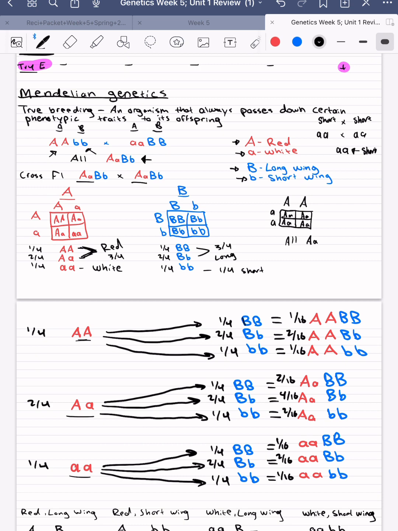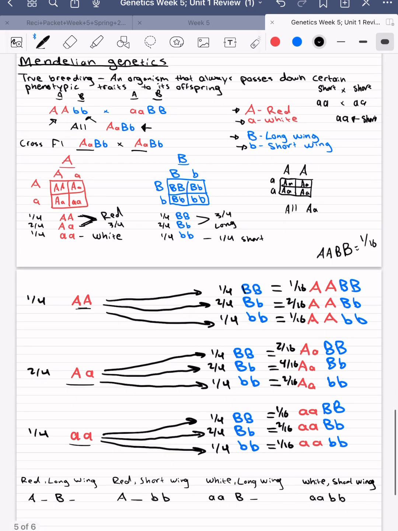So if we wanted to see the ratio for having an organism with the big A, big B genotype, we would simply take the ratio for big A, multiply that with the ratio for big B, and we get 1 out of 16. So this would be the ratio of having an individual with the genotype big A, big B. We can do that for the rest of them, and we can figure out all the different genotype ratios and frequencies. And remember, frequency is just a decimal, so that would be 1 divided by 16, which I think is 0.0625. So this would be the frequency for this genotype.